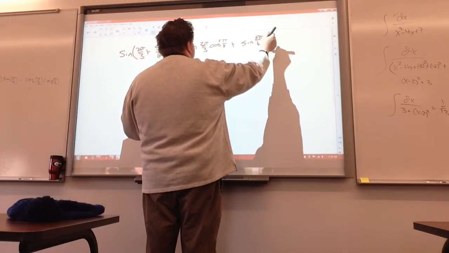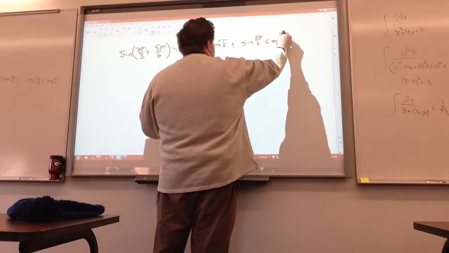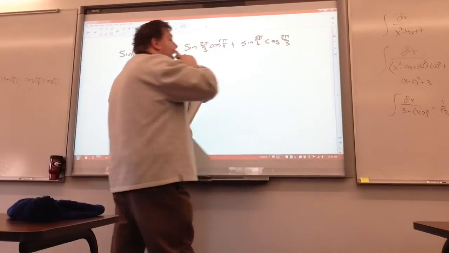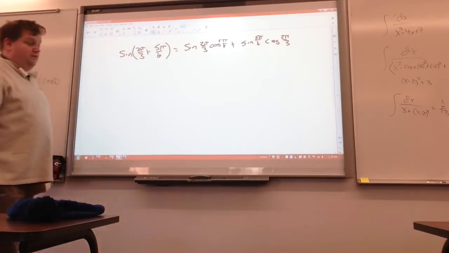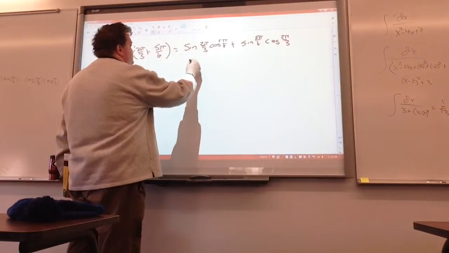And cosine of 2 pi over 3. And then this just becomes a matter of figuring out what each of those things are. Sine of 2 pi over 3 should be root 3 over 2. Yes.